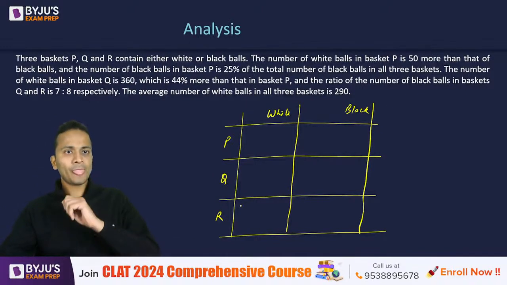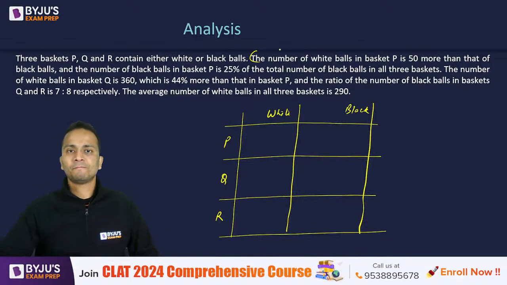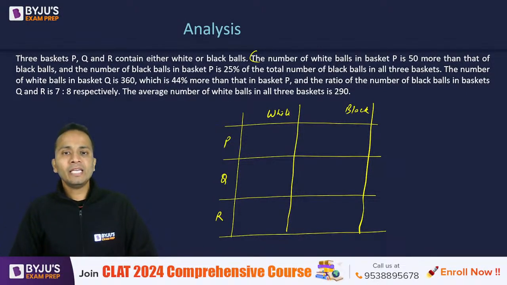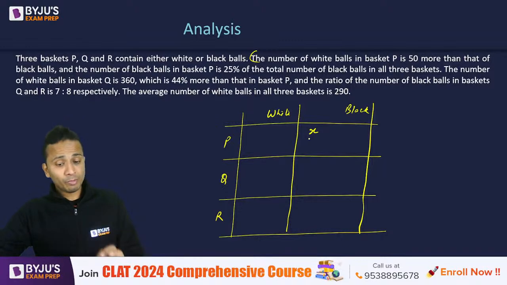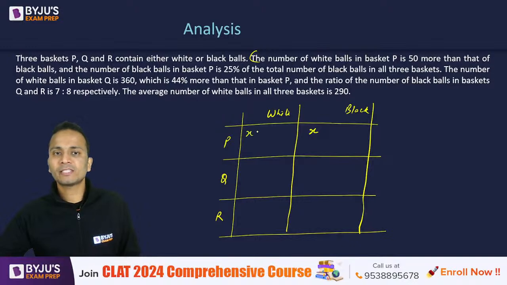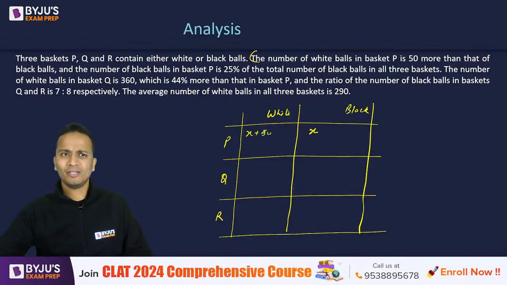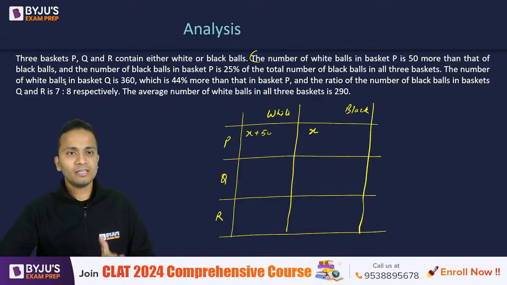Now I'll start reading from here. The number of white balls in basket P is 50 more than that of the black balls. If I assume the number of black balls as X, the number of white balls should be 50 more than this number. So it should be X plus 50. Simple. I'm keeping it simple. So the number of white balls in basket P is 50 more than that of the black balls. The first statement is done up till this point.